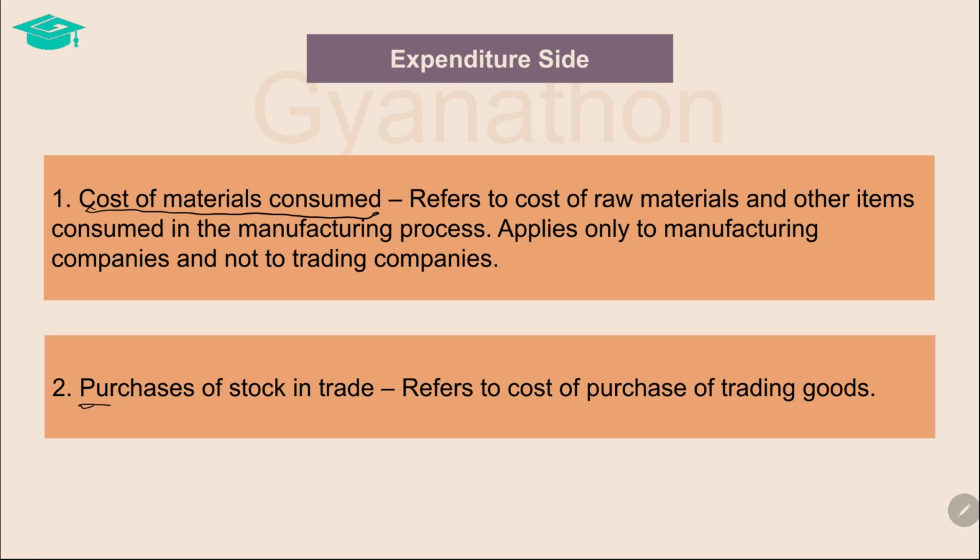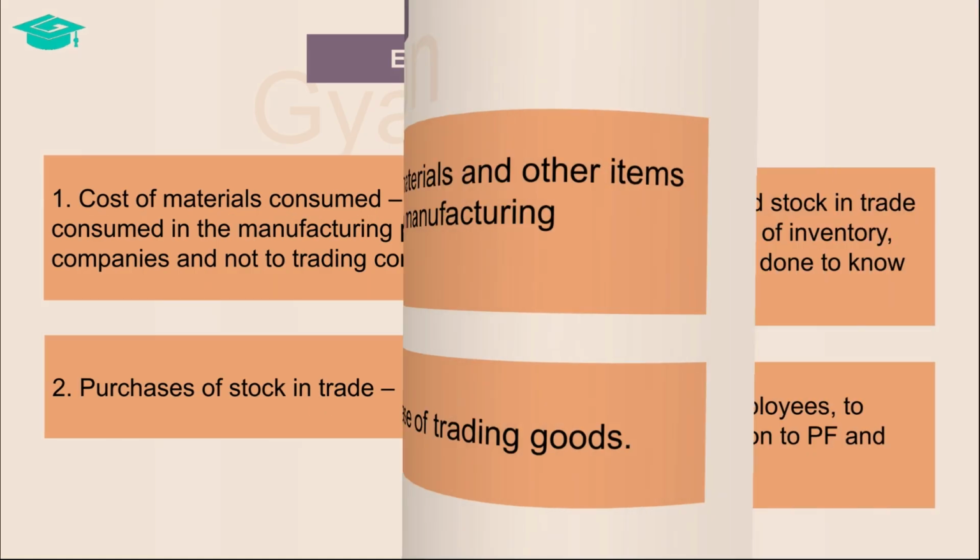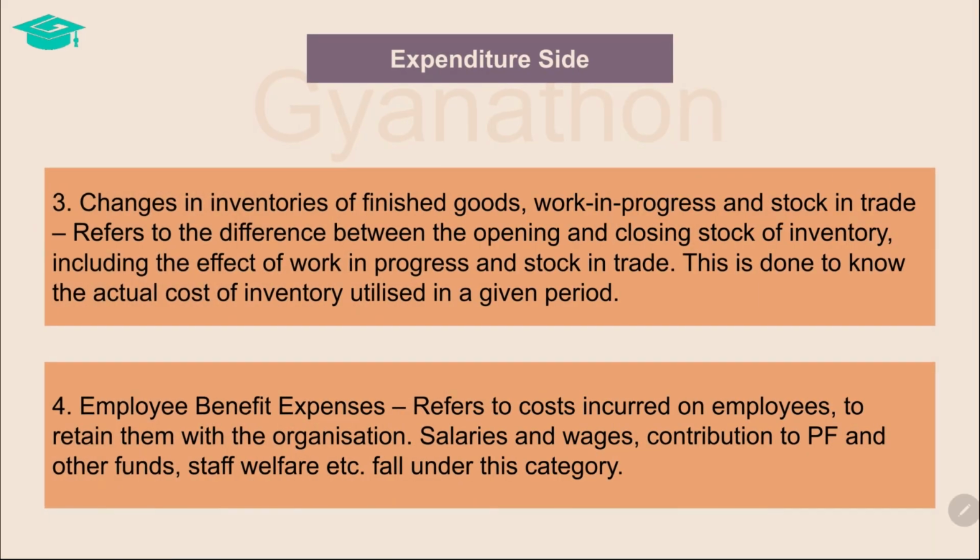The second item is purchases of stock in trade. This constitutes the cost of purchase of the trading goods which are used for trading by the company. The third item here is changes in inventories of finished goods, work in progress, and stock in trade. This is calculated by drawing the difference between the opening and closing stock of inventory. Such calculations should also include the effect of work in progress and stock in trade. This gives a fair idea of the actual cost of inventory that is utilized in a given period of time.